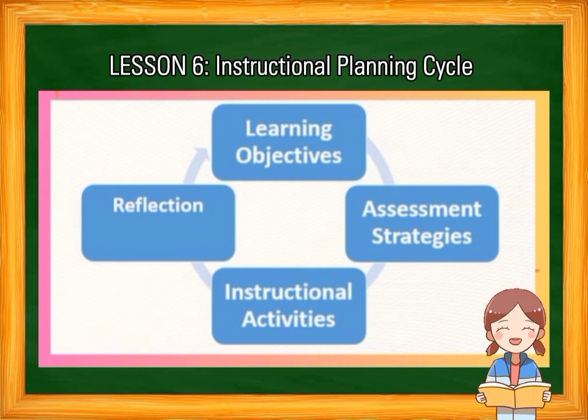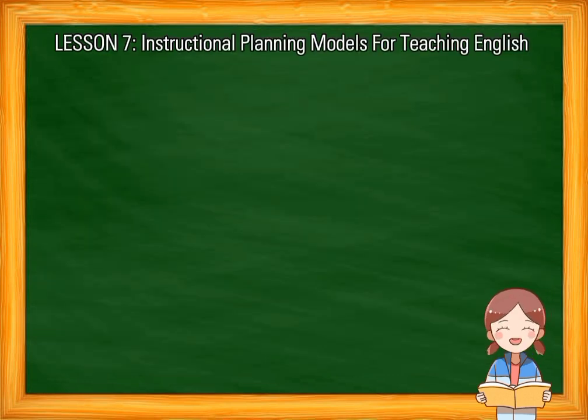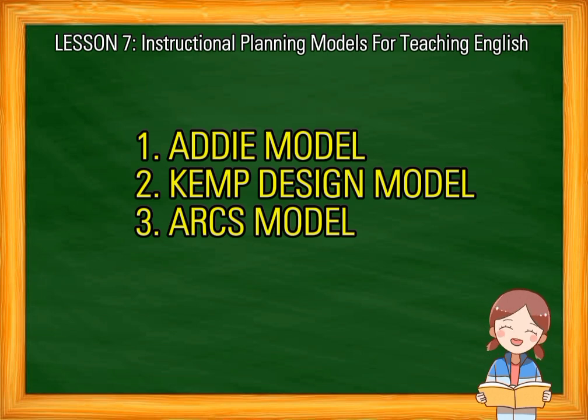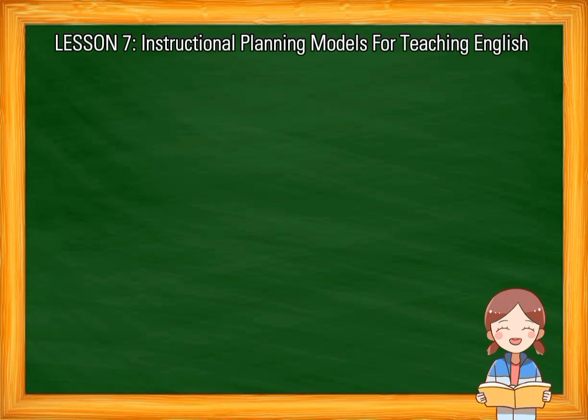Lesson 7 is all about instructional planning models for teaching English. Instructional planning models are structured frameworks that help educators design effective teaching and learning experiences. These models guide teachers through a systematic process for creating lessons and assessments that meet learners' needs. There are 3 examples of the most common models. The first is the ADDIE model, the second is the Camp Design model, and the third is the ARCS model. Now let's understand each of them.